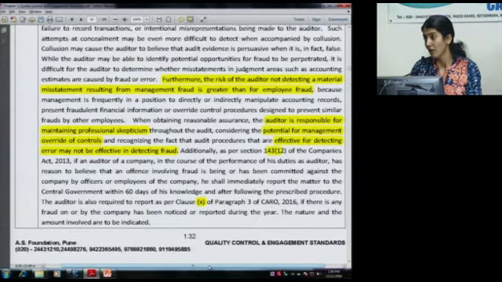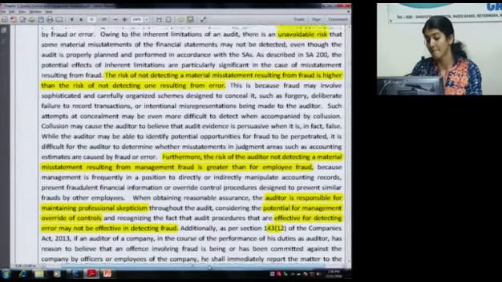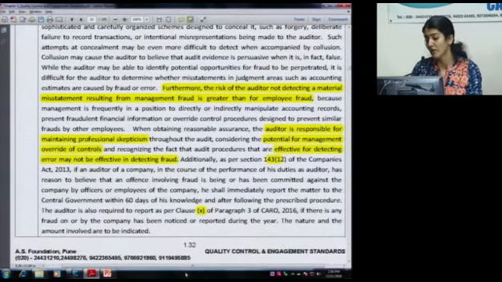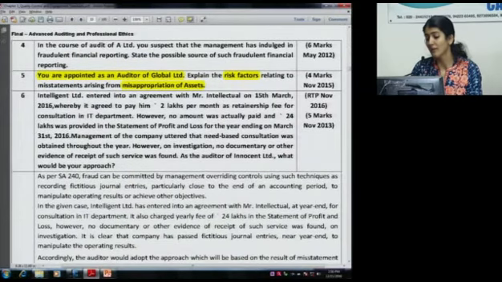Question number 2. Can we write in the end that if he decides to withdraw from the engagement, then he has to file ADT3? No. Keep the question specific to fraud. Don't go to ADT3. Chalo.